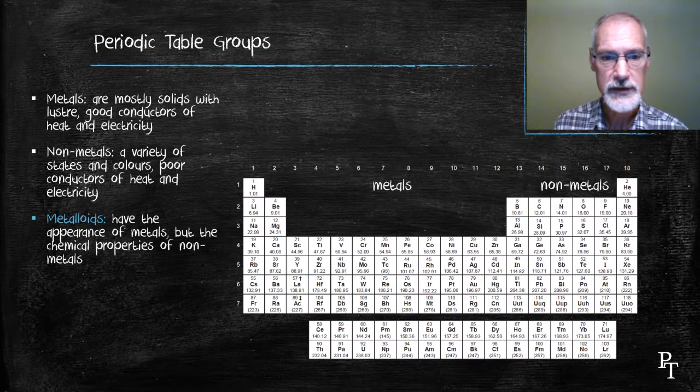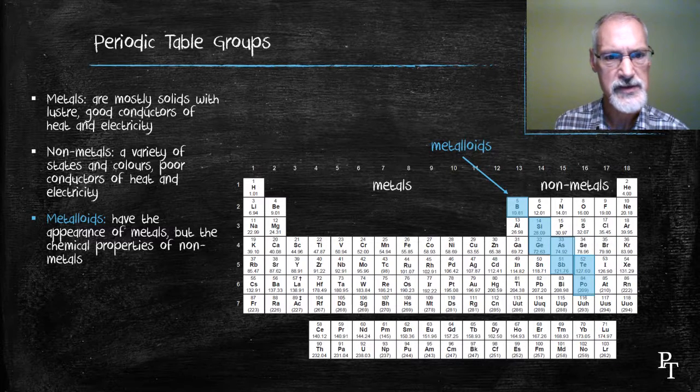And dividing the two, we have a division called the metalloids, here outlined in blue. They exhibit physical properties which resemble the metals, yet chemically they behave more like the nonmetals, and sort of exist as a transition between the two. As I mentioned, there are some groups we need to be familiar with.